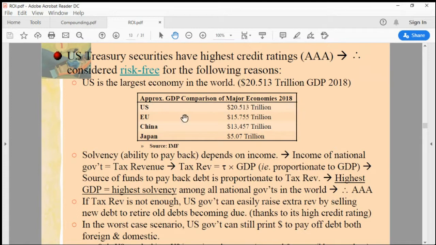And that's an approximate GDP comparison of major economies. As of 2018, the U.S. single-handedly made about $20 trillion. European Union, about $16 trillion. China, about $13 trillion. Japan, $5 trillion. So it goes without saying, no other government or corporation has more revenue, more income than the U.S. government. So the payback ability of the U.S. government is the highest in the world.